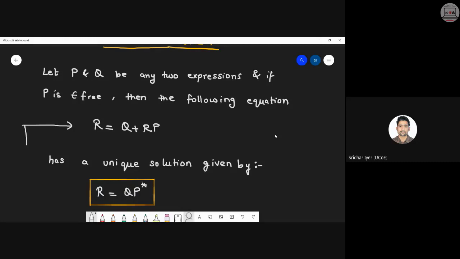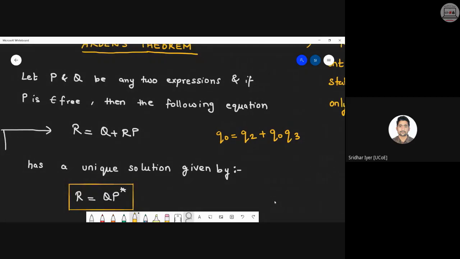R is equal to Q plus RP. Now, this format is nothing but, suppose you're having something like this: Q0 is equal to Q2 plus Q0 Q3, something like this. So what exactly is happening? On the left hand side, we are having Q0. So we have to convert any equation in such a form that on the right hand side, the second term is also beginning with Q0. You're getting what I'm trying to say? So basically, this is nothing but R, this is Q, this is again R, and this is P.